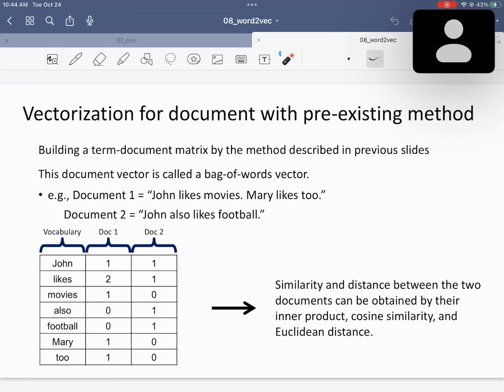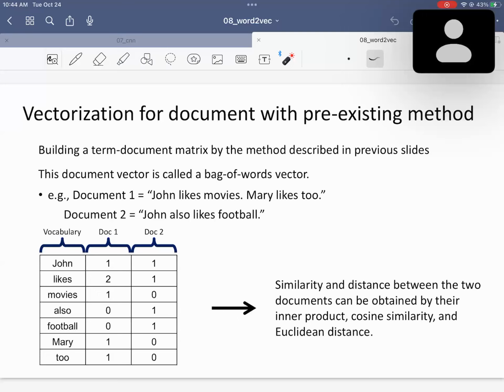So if you have that, then the good thing is that you can calculate similarity or distance between two documents, because this is vector 1, this is vector 2. And if you do an inner product, or cosine similarity, or Euclidean distance, you can calculate them. And since similar documents have co-occurring words, their similarity will be higher. Their inner product will be higher, their cosine distance will be smaller, or their Euclidean distance will be smaller, right? So that's what we did.